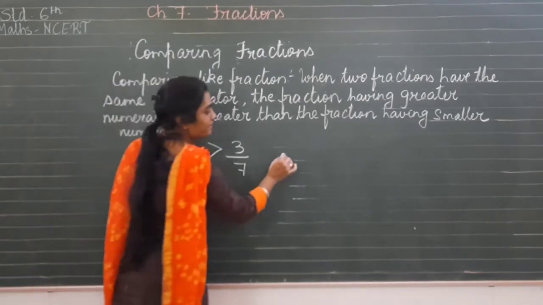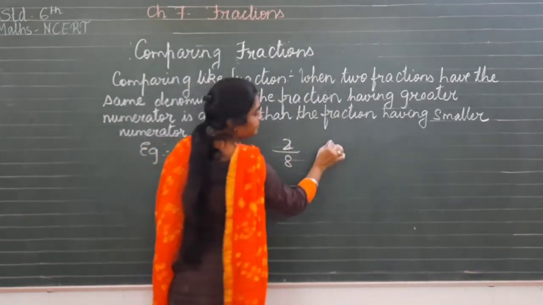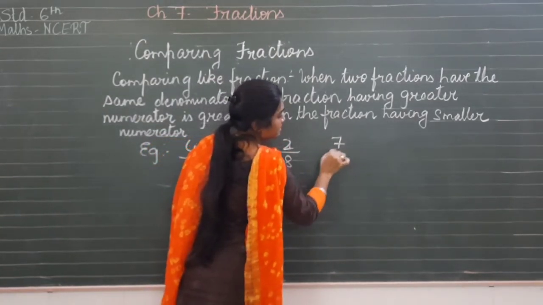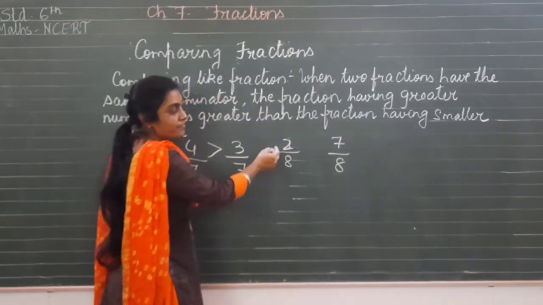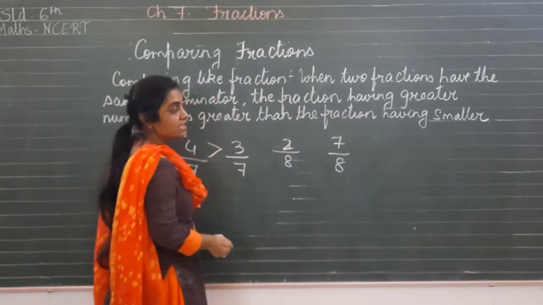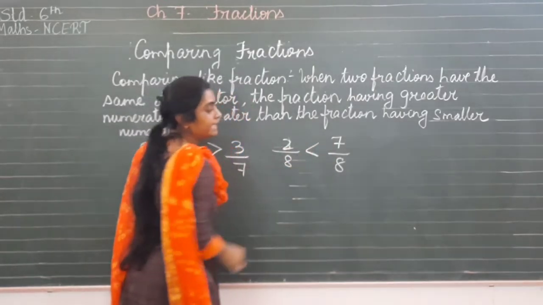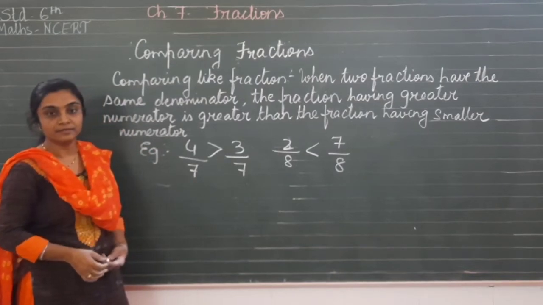Let us see another example: 2 upon 8, 7 upon 8. These are like fractions. We will see the numerators. From 2 and 7, 7 is greater. So 7 upon 8 is considered the greater fraction.